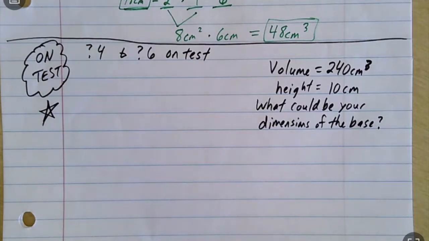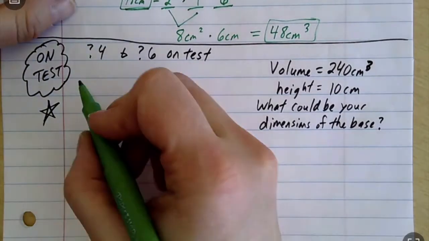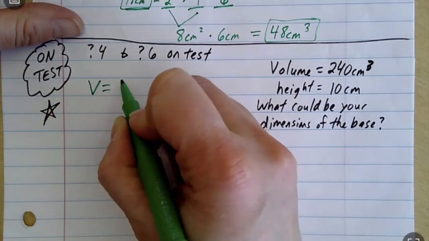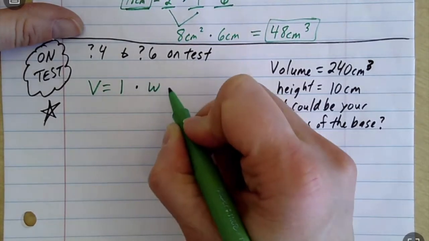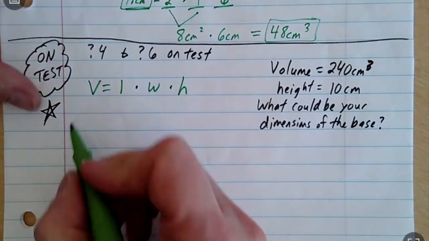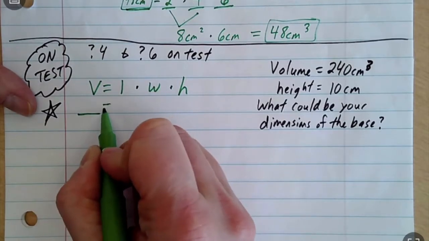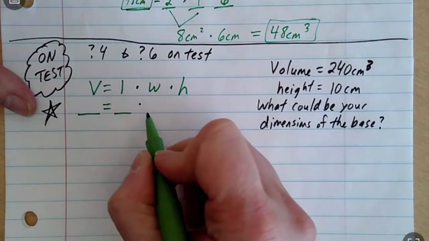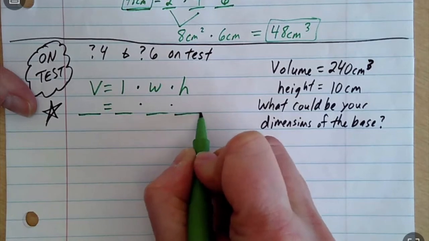So let's go to the formula. Let's write what we know about the formula, that volume equals length times width times height. And then you fill in what you know. Do you know your volume? We have the equal sign. Do we know the length? Do we know the width? Do we know the height? So we fill in what we know.